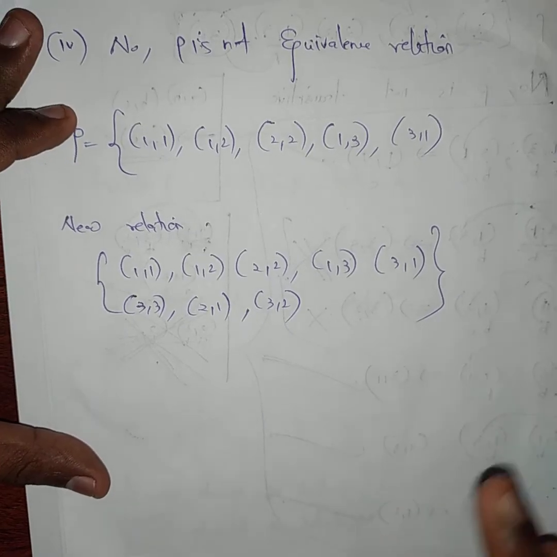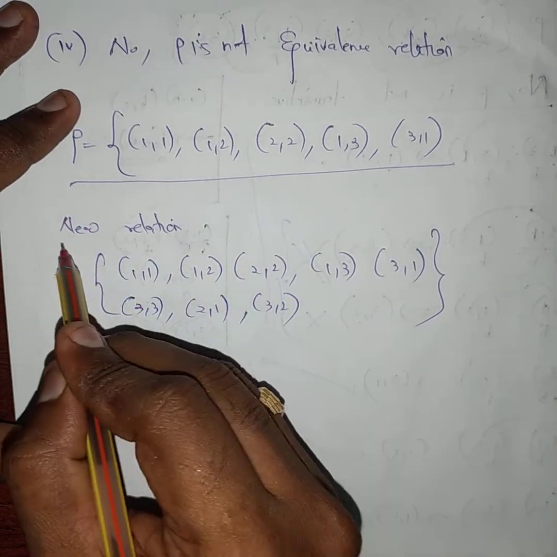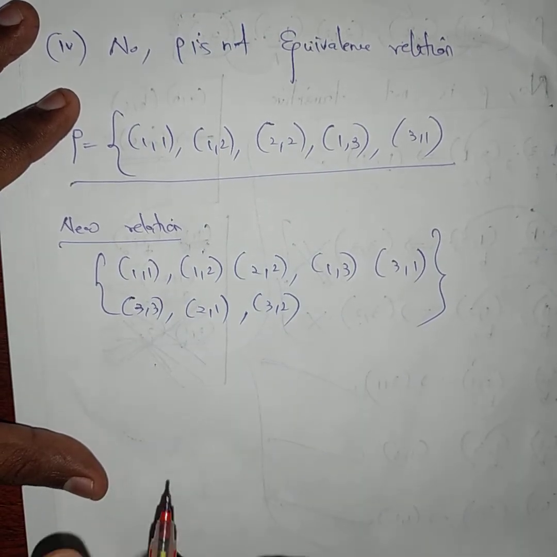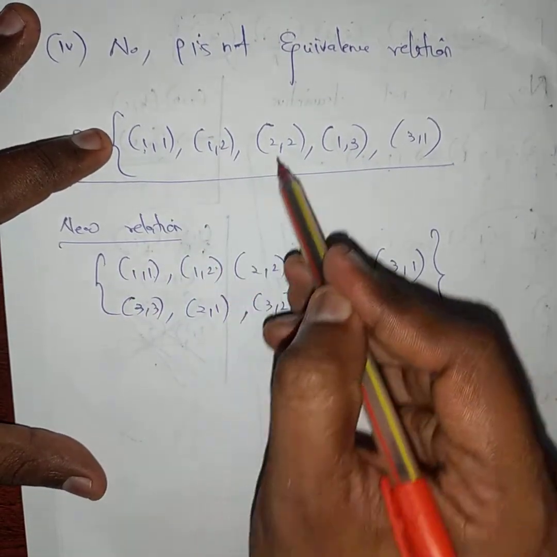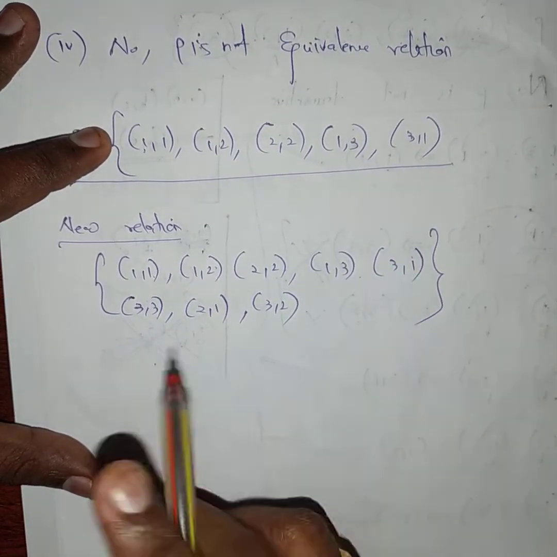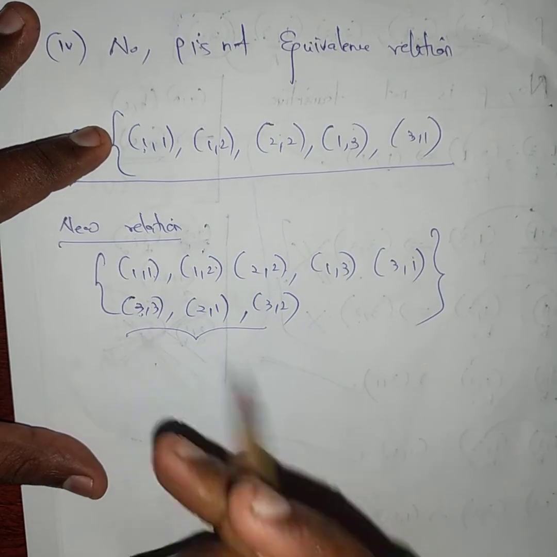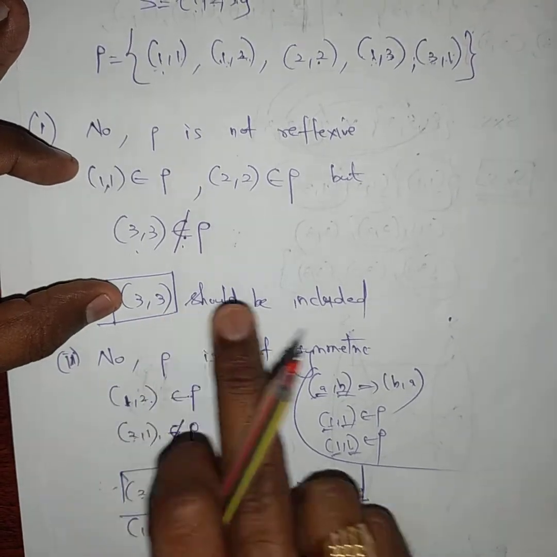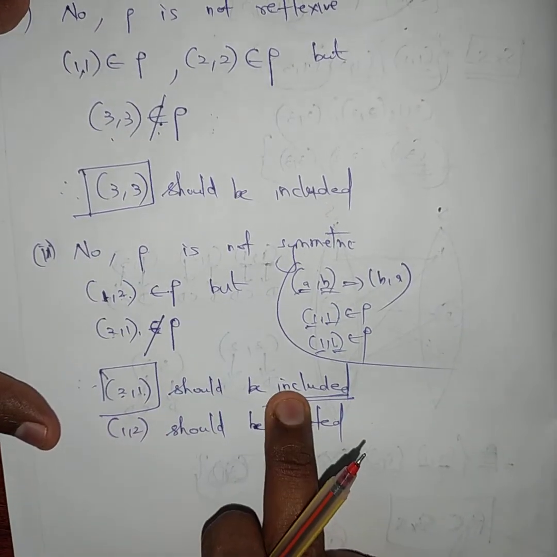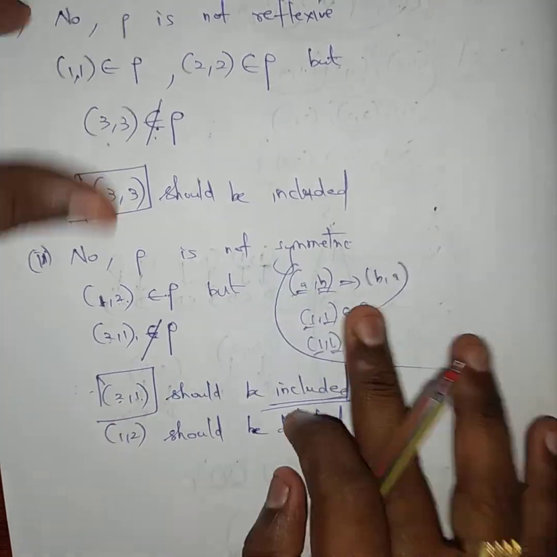Okay, students, listen. This is a given relation rho in the question itself. To make this an equivalence relation, what should be added? See, 1 comma 1, 1 comma 2, 2 comma 2, 2 comma 1, 1 comma 3, 3 comma 1. So, what are these elements? If 3 comma 3 is added, it will be reflexive. Next, if 2 comma 1 is added, then it is symmetric. There is no 2 comma 1, so I need to add 2 comma 1 to make it symmetric.